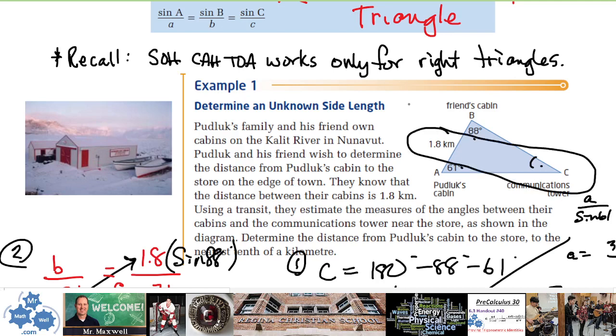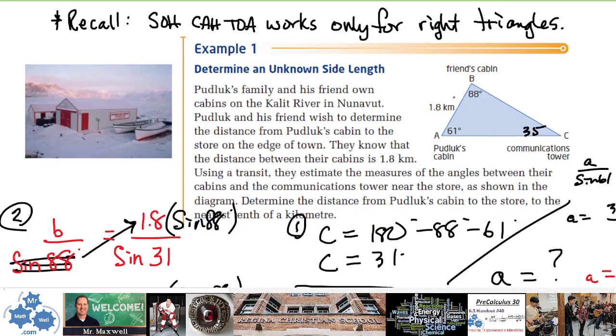So if you have angle, side, angle, you could actually find this third angle. What's 180 minus 88? That's going to be 92. Minus 61 is 35. So this is going to be 35. That sounds about right? So now I have an angle and side pair. That's great. So you can use this as your initial angle and side pair.